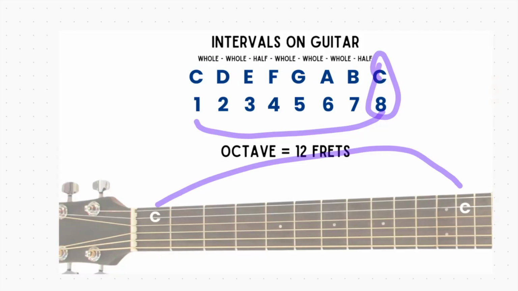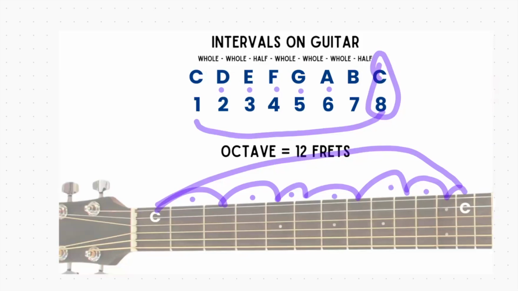Just to show you a few different ways how this comes from here, there's the C. If you skip a whole step, that's D, right here. Then you skip another whole step, two frets, that's E. You skip one fret, that's F. You skip another two, that's G. Whole, G to A, and whole from A to B. And then B to C is a half. See? Whole, whole, half, whole, whole, whole, half.